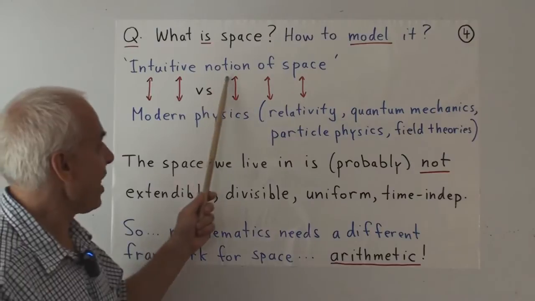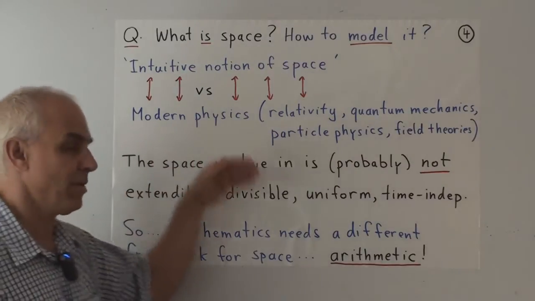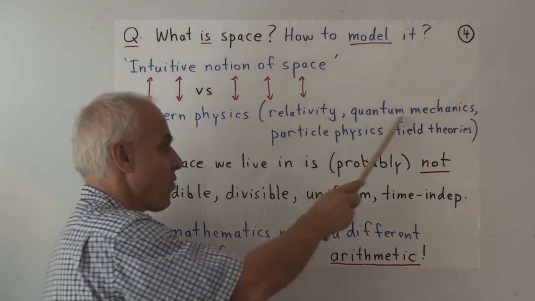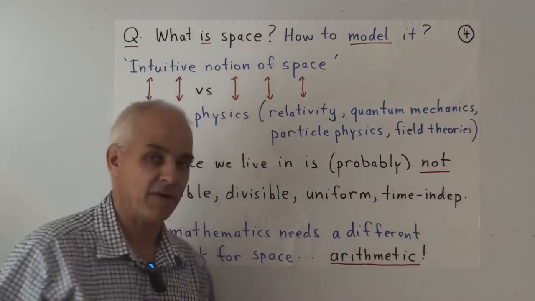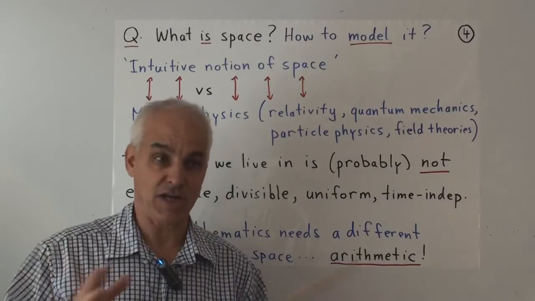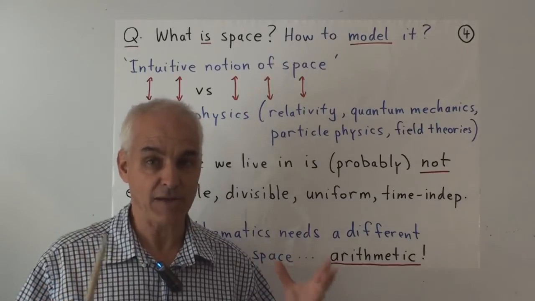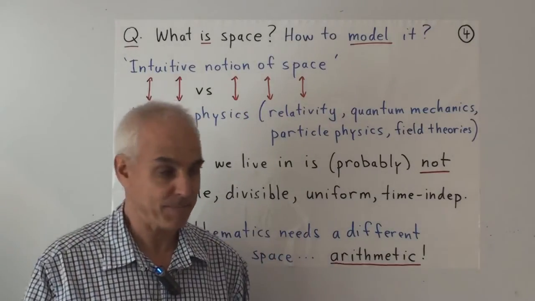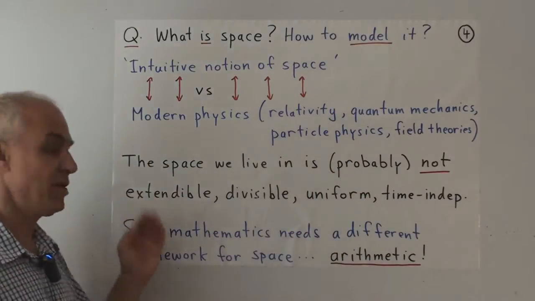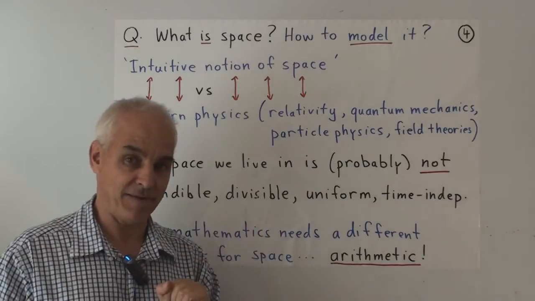So there's a direct conflict between intuitive, naive ideas of space and the actual results that modern physicists have discovered, relating to the theories of relativity, quantum mechanics, particle physics, field theories, and more fancy things too. Our large-scale understanding of cosmology and the universe and galaxies and so on also suggests that what's out there is a lot more complicated than we might naively think. So, the world that we live in, in terms of its space, is probably not extendable, divisible, uniform, and time-independent.